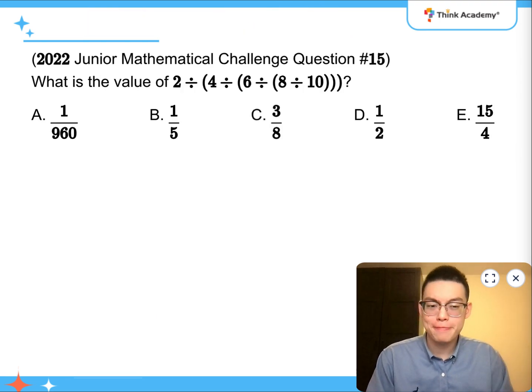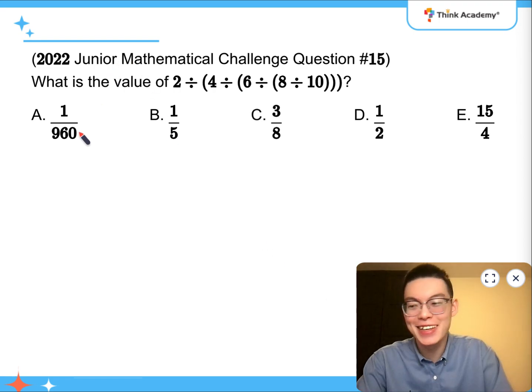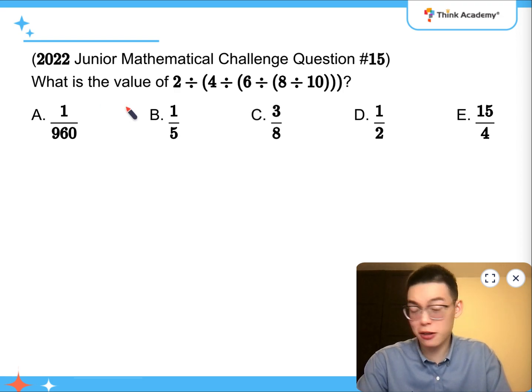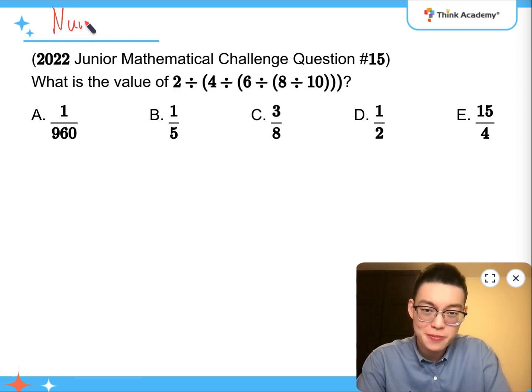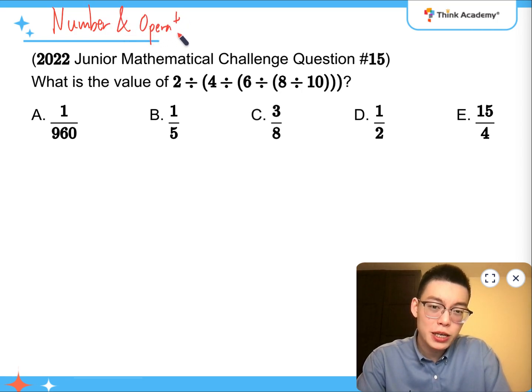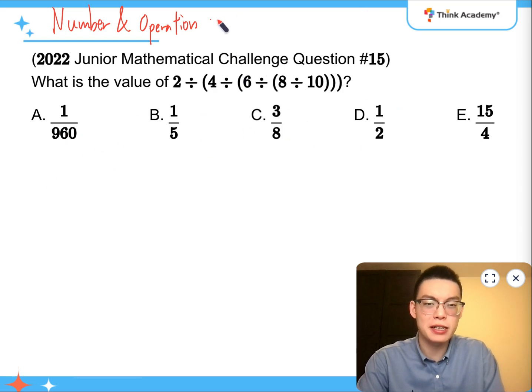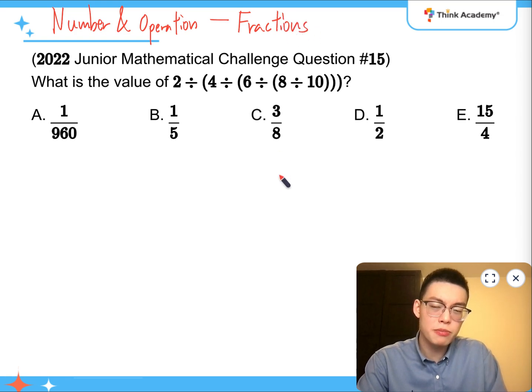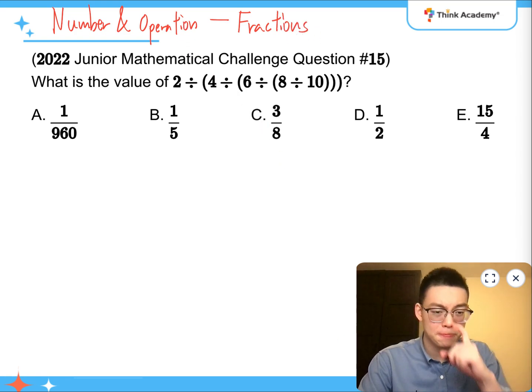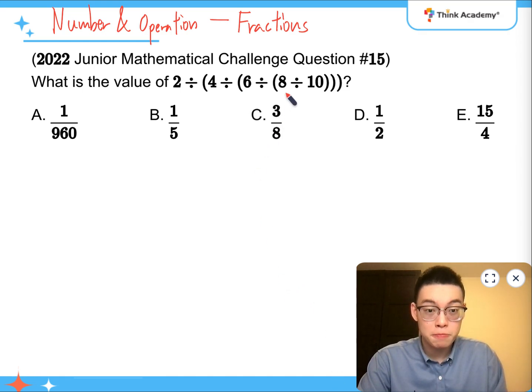And the last one. This one is interesting. I like this question. It is actually a numbers and operations problem. But you can see that each numbers are not divisible and the answers are given in fractions, right? So it's actually a numbers and operation problem on fraction. Because we know that essentially fractions are just divisions. So we can write divisions as fractions.